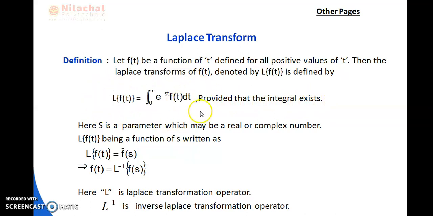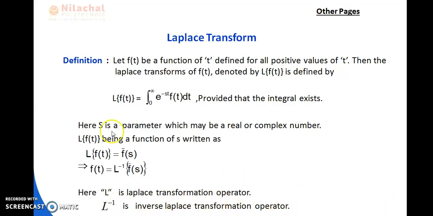This formula you have to remember, because this is the main definition of this chapter. Here s is known as a parameter, which may be a real or complex number, and L of f of t, being a function of s, is written as L of f of t equals f bar s. That implies f of t equals Laplace inverse of f bar s. Clear? So here L is known as the Laplace transformation operator, and L inverse is known as the inverse Laplace transformation operator.